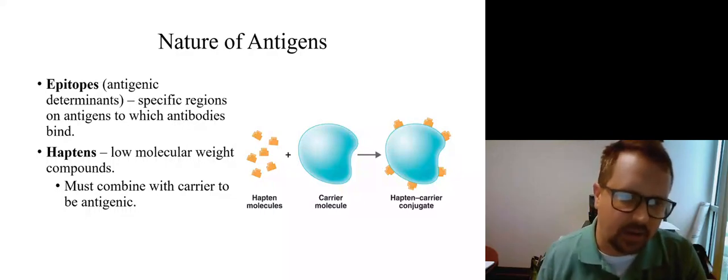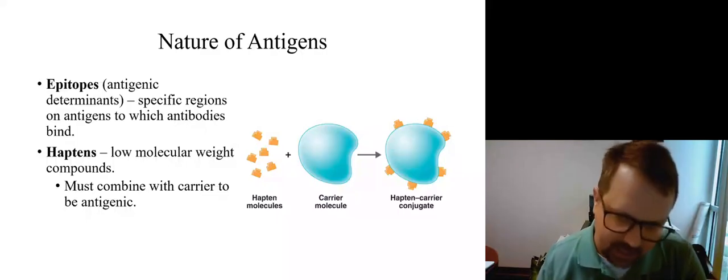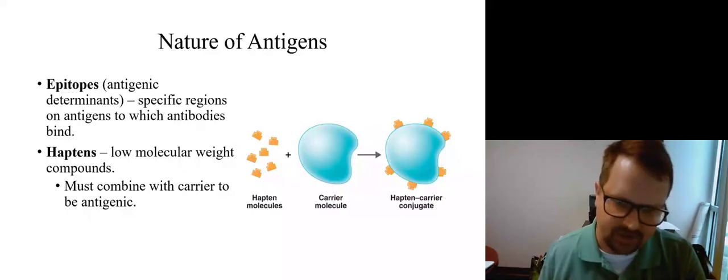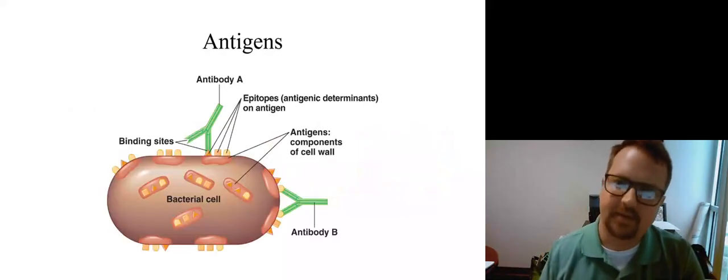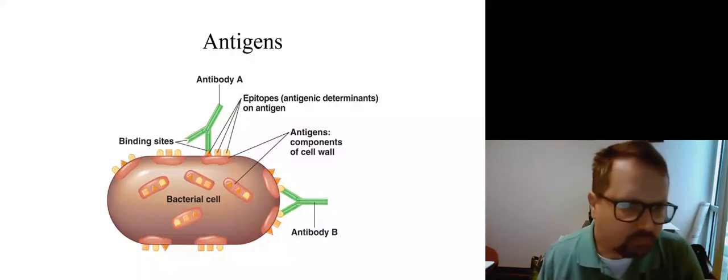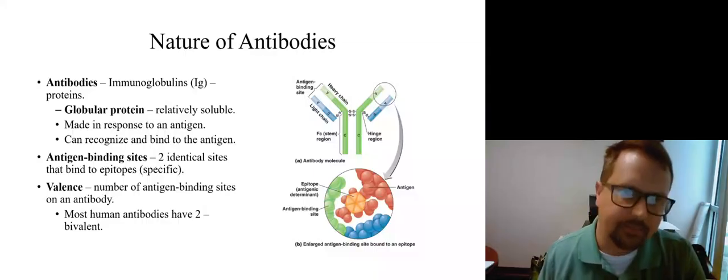A hapten is a low molecular weight compound that must combine with a carrier to be antigenic. So it's called a hapten, okay? It's got to be on a carrier to be antigenic. And there we have on the right side a hapten. There we have an antigen. So the epitopes: we have an antigen, which is a cell wall component, and then there are multiple epitopes, a triangle, a square, a half circle. Those are all epitopes, okay?